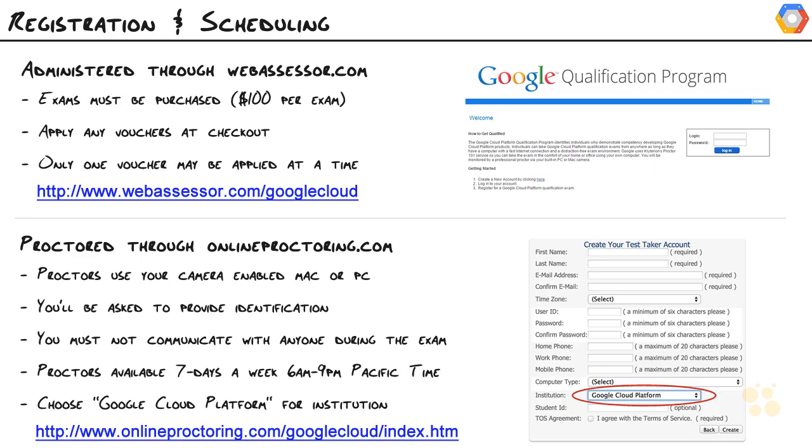Now, in order to register and schedule your exam, you're going to need to do 2 things. Number 1 is purchase the exams through webassessor.com, and the second one is scheduling or setting up a time with the online proctor to actually take the exam. The first step has you head over to webassessor.com/Google Cloud. You'll create an account, log in, and then it's a shopping cart system. So you'll add exams into your shopping cart. Each exam is $100 US.